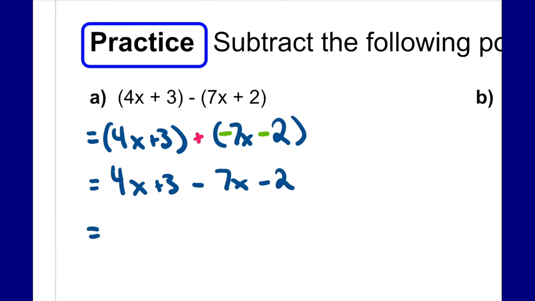Now I'm going to collect like terms. 4x and minus 7x. They have the same variable, same exponent. Remember to include the sign in front. Then we have plus 3 and minus 2. So 4x minus 7x is negative 3x. Plus 3 minus 2 is minus 1.